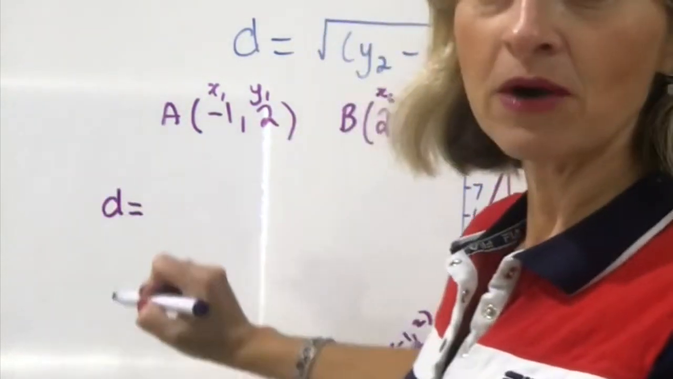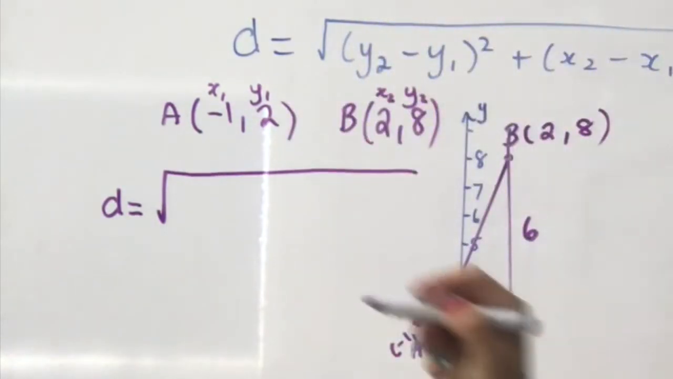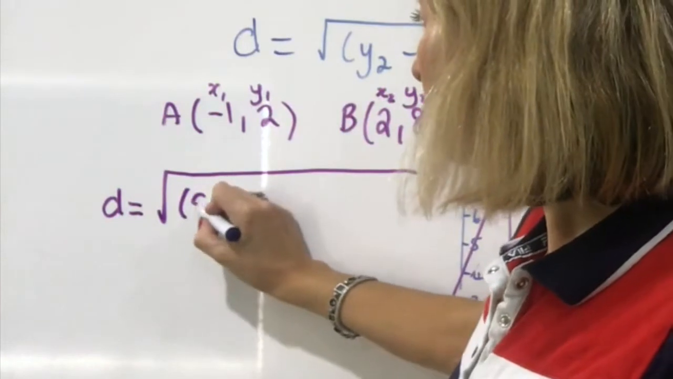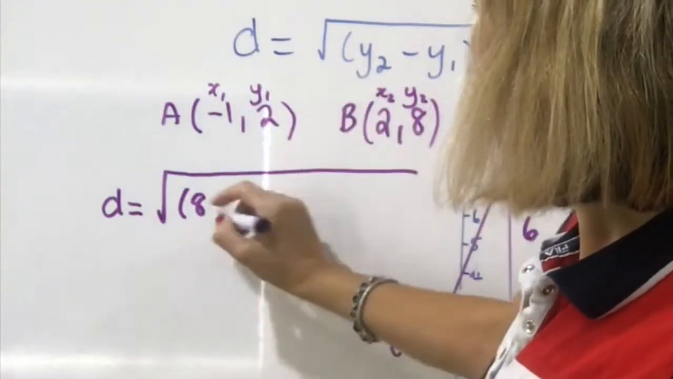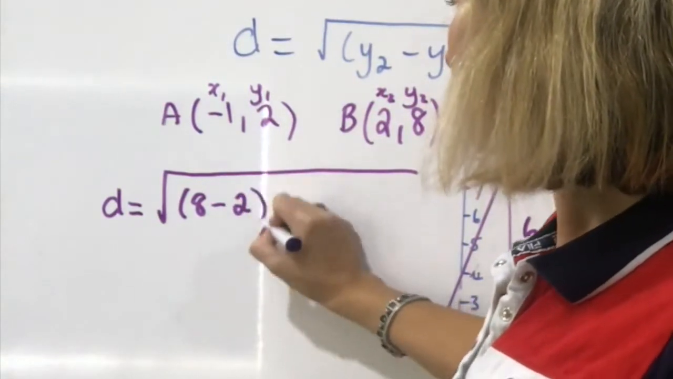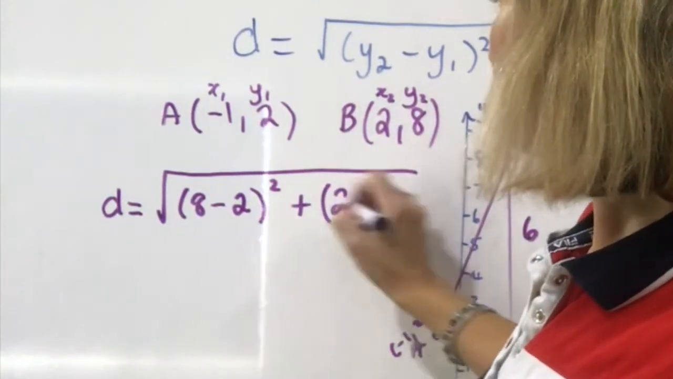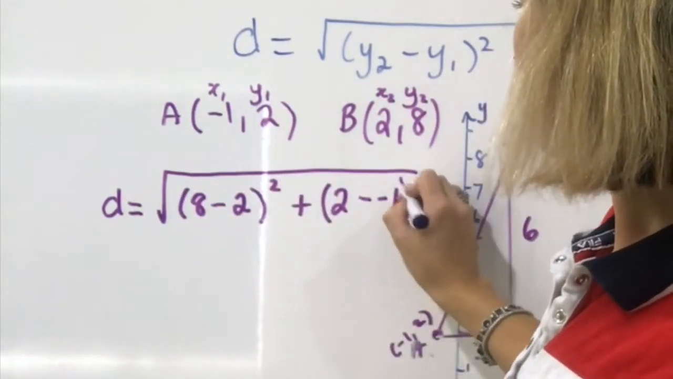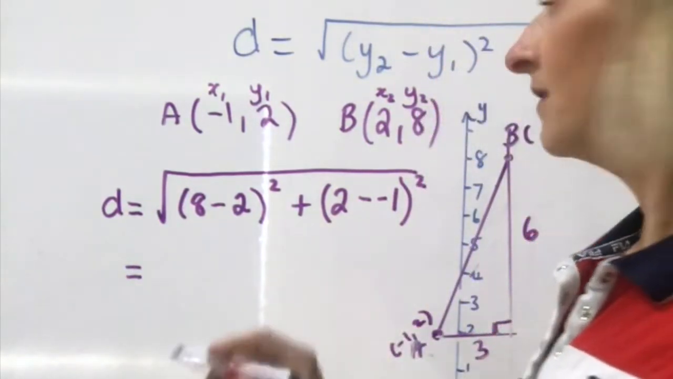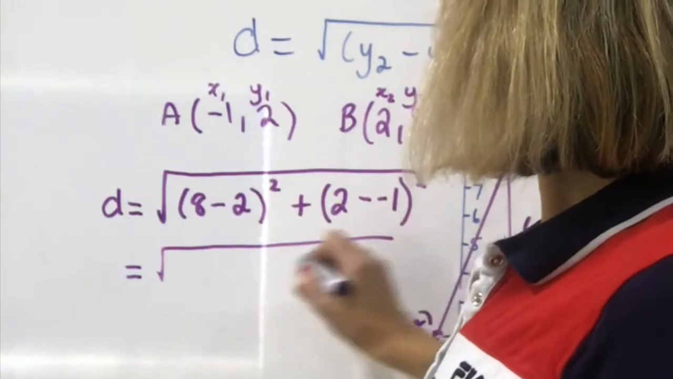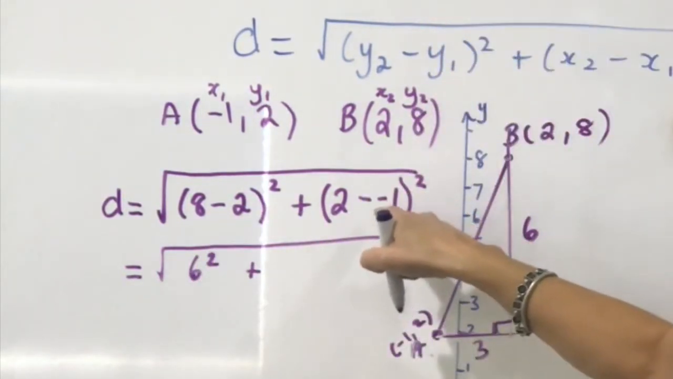I then have my rule. I don't need to rewrite it because it's just there. And I just have to make sure that I substitute in the right numbers in the right spot. So y2 minus y1 squared plus x2 minus x1 squared. And then I just have to add my numbers. 8 take away 2 is 6. 2 minus -1 is 3.